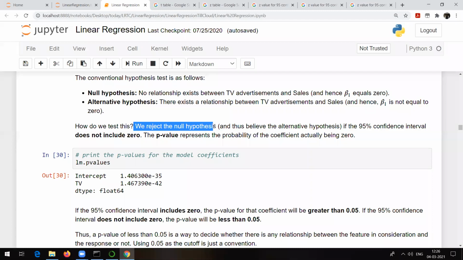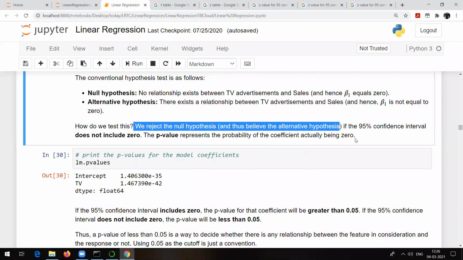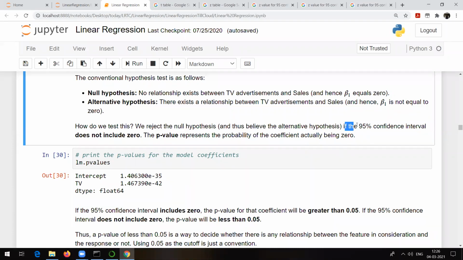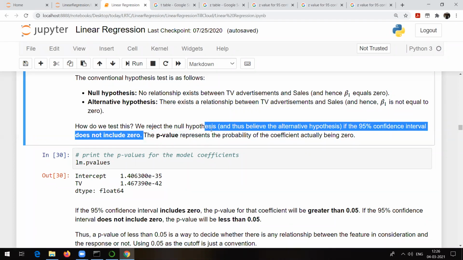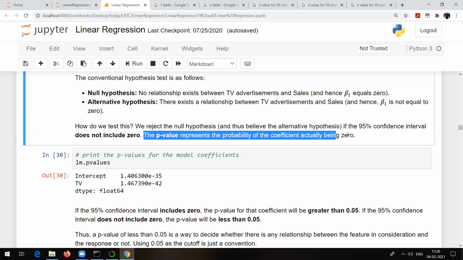We reject the null hypothesis. So yes, in our case, we have rejected the null hypothesis and thus believe the alternative hypothesis. That means in our example, we believe that yes, there is a change in the average IQ of the population. So if the 95% confidence interval does not include zero, as I have shown with the help of the Z test. Now there is something called the p-value, which represents the probability of the coefficient actually being zero.